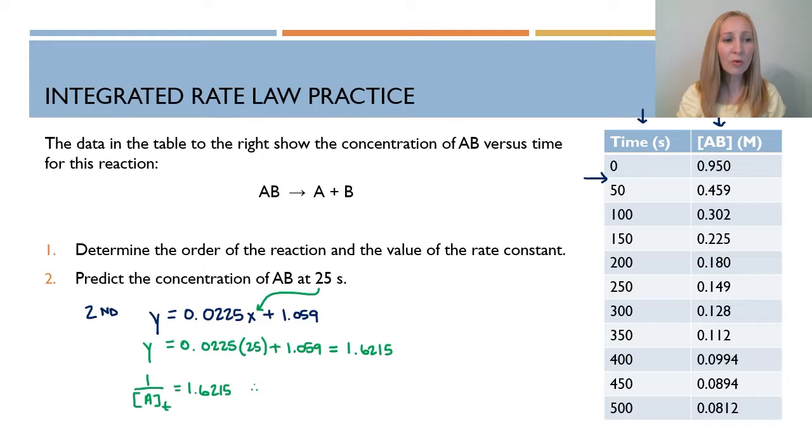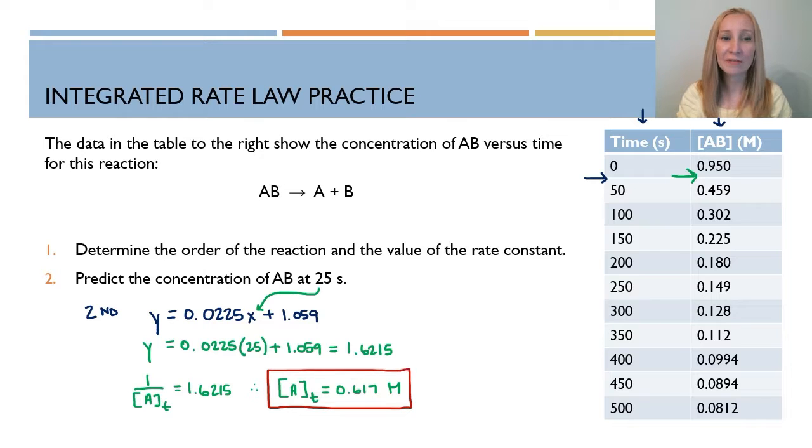So 1 over the concentration after a certain amount of time is equal to 1.6215. I'm going to take the reciprocal of that, and the concentration is going to be equal to 0.61 with 2 significant digits. We'll put 3 significant digits on there: 0.617 molar solution of AB. And that is definitely right in between 0.950 and 0.459, so it makes sense that that would be the concentration after 25 seconds.